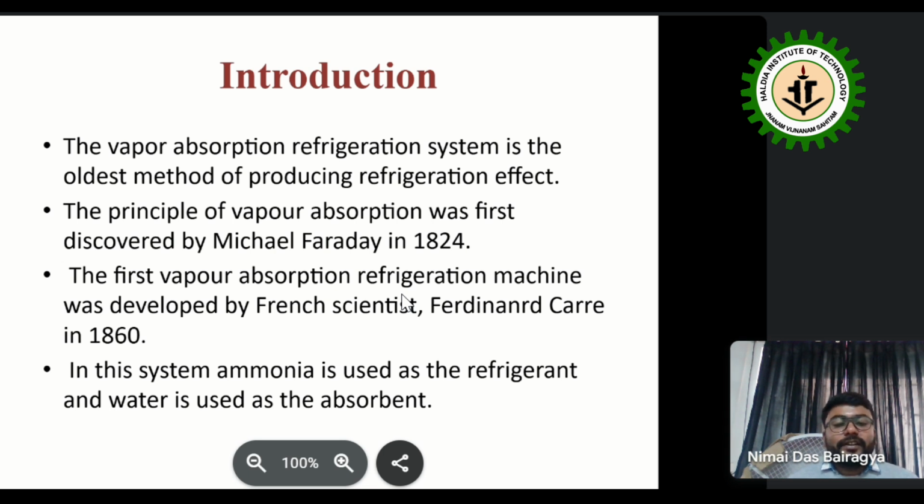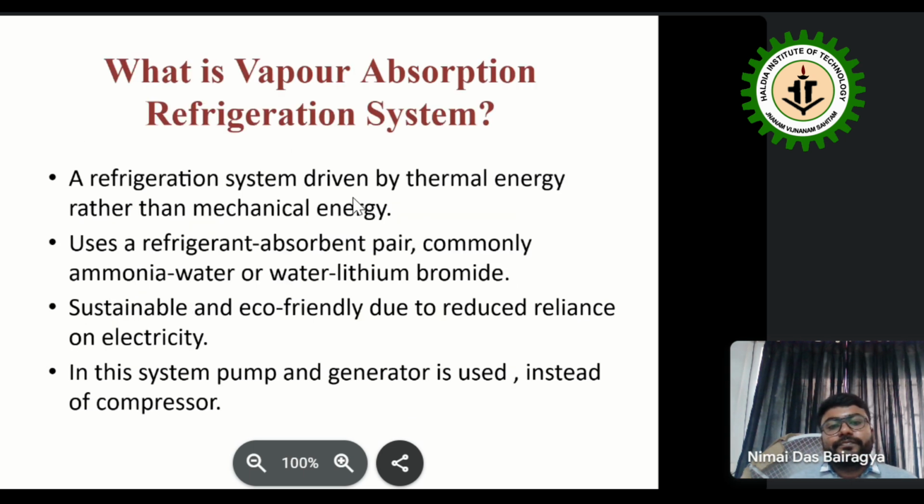So this is different from the vapor compression refrigeration system, because in the vapor compression refrigeration system we use a compressor, but here we use a generator and a pump. So this is the basic difference between the vapor compression refrigeration system and the vapor absorption refrigeration system.